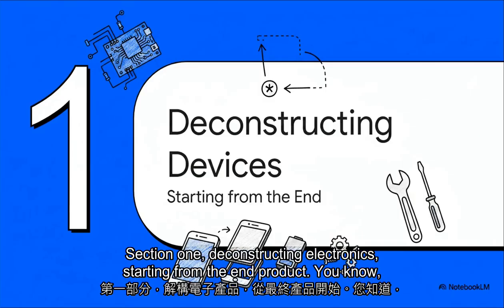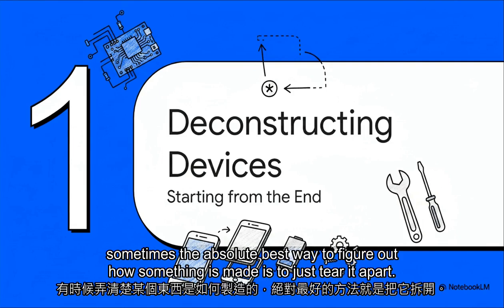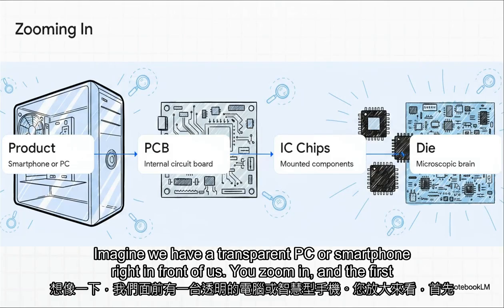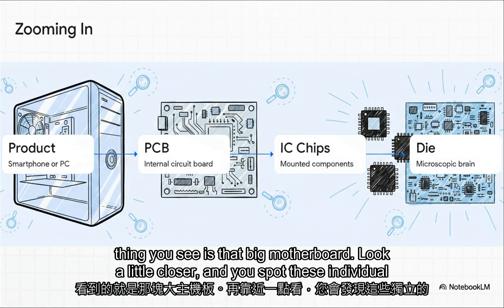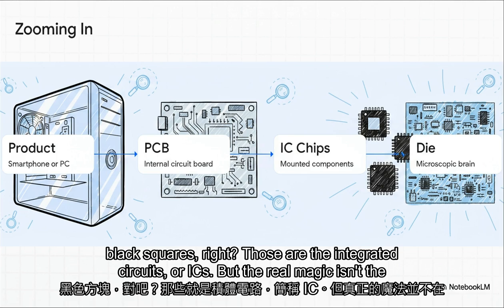Section 1, deconstructing electronics, starting from the end product. Sometimes the absolute best way to figure out how something is made is to just tear it apart. Imagine we have a transparent PC or smartphone right in front of us. You zoom in, and the first thing you see is that big motherboard. Look a little closer, and you spot these individual black squares, right?